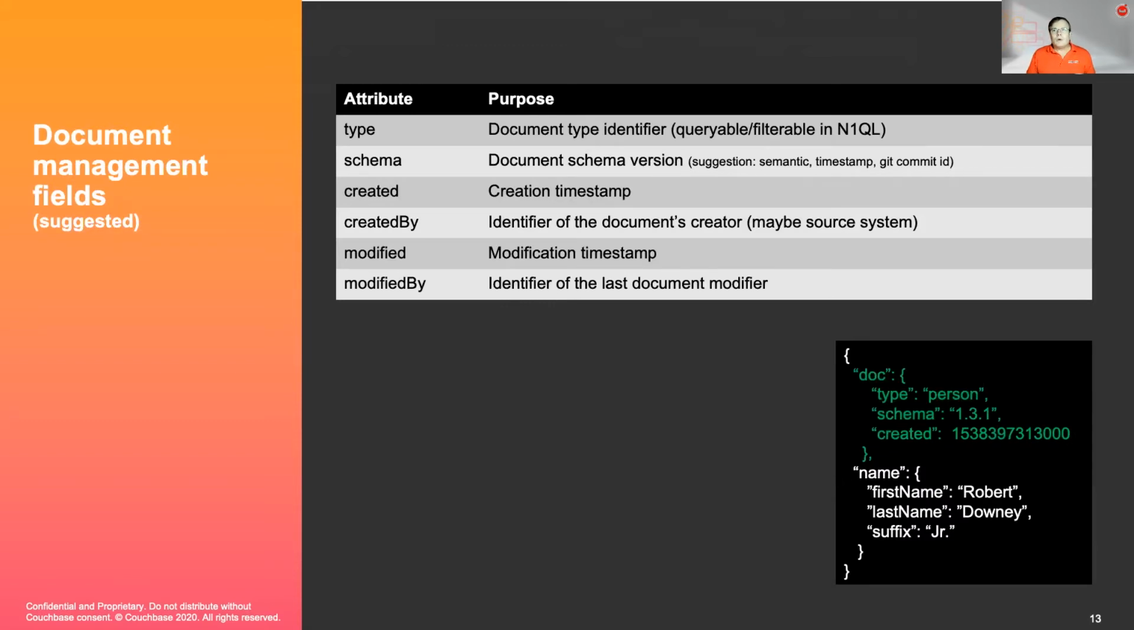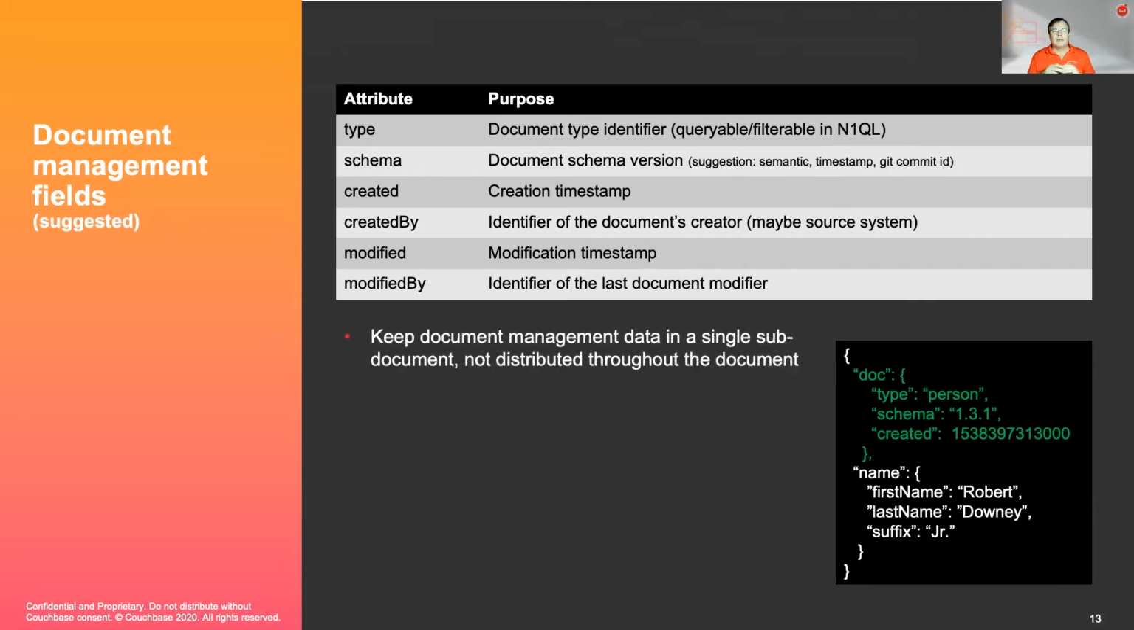It's likely that you're going to want to have some metadata in your document to capture created by, schema, modified by. This is information about the document that's separate from our metadata. Firstly, the recommendation is to keep your metadata in a single subdocument, not distributed throughout the whole document, mostly because you're going to want to see all those things together. And also because you may end up using some of the subdocument mutation APIs in order to update those things from some of your systems.